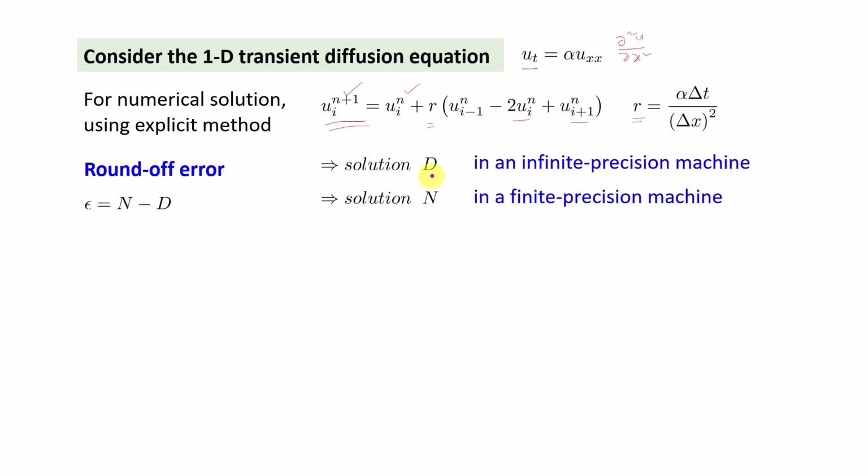Now if we solve this difference equation in an infinite precision machine, we have a solution d, and if we solve it in a finite precision machine, we have a solution n. The difference between them is our round off error. An infinite precision machine is a hypothetical machine that has the capacity to represent a real number with infinite precision. It will not truncate any real number.